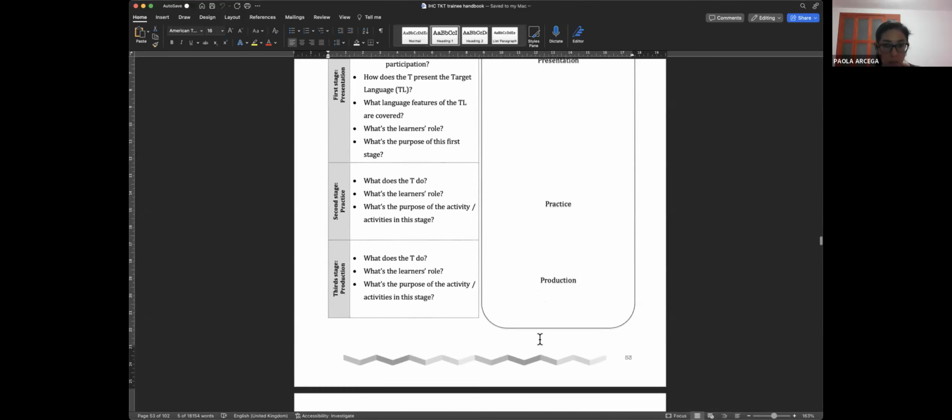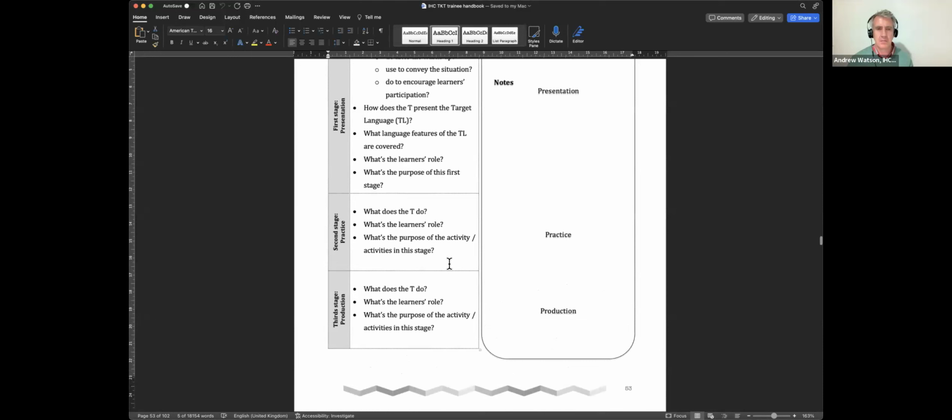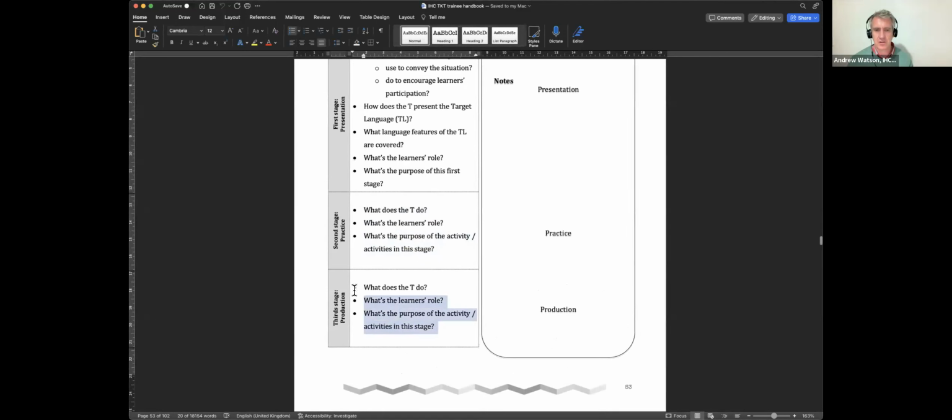So if you're not sure about the difference between controlled activities and freer activities, go back and look at the materials on PPP on unit 11. Thank you. But control practice goes in the middle and the production goes at the end.